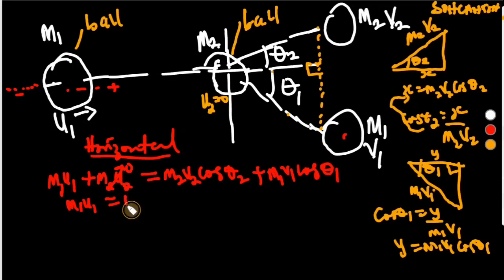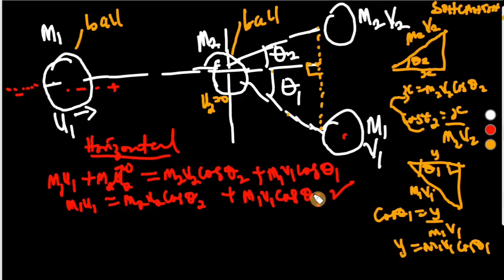So we have it as plus m1v1 cos theta 1. This is the horizontal conservation of momentum, showing that the momentum before collision equals the momentum after collision for the x direction, the horizontal part of the motion.